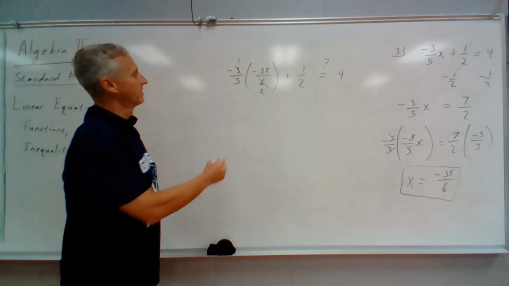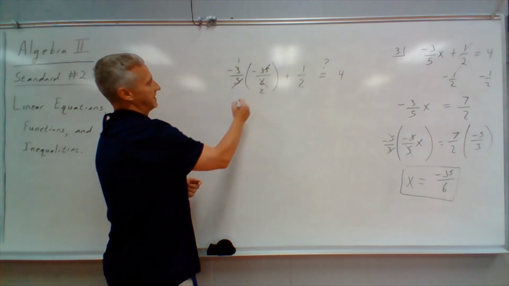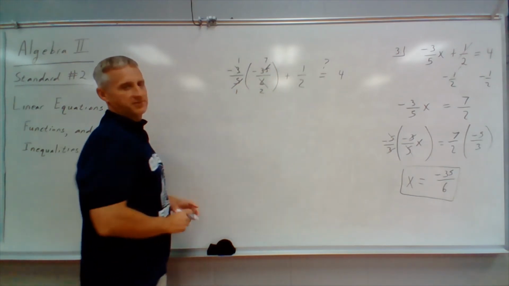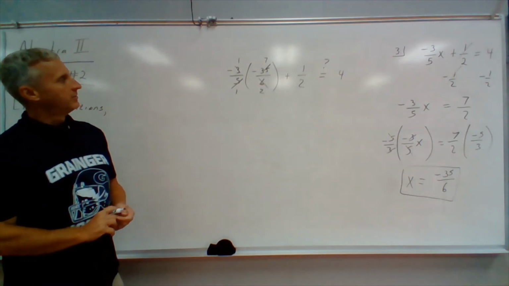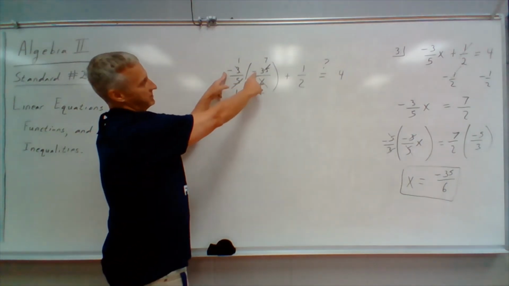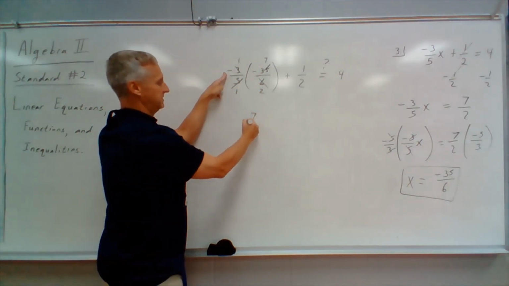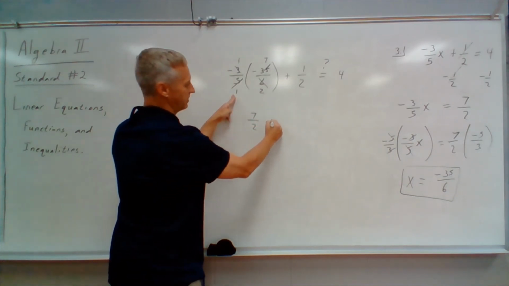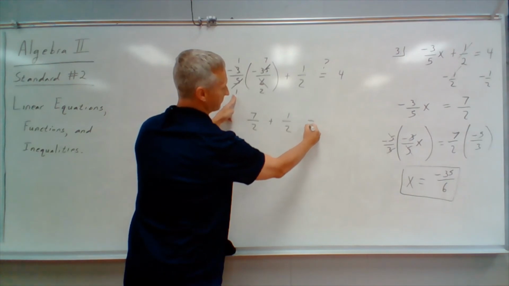I can simplify these guys. That'll be a 1, and that'll be a 7. Then I can multiply. Negative 1 times negative 7 is 7. 1 times 2 is 2, so 7 over 2 plus 1/2. And we want to know, is that really equal to 4?